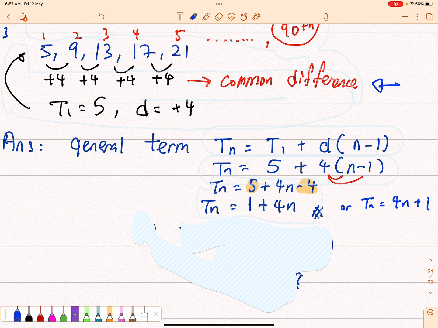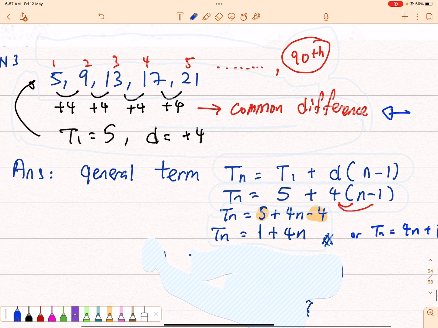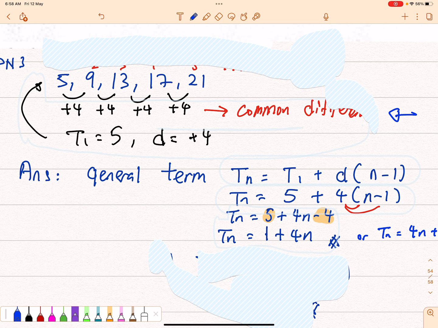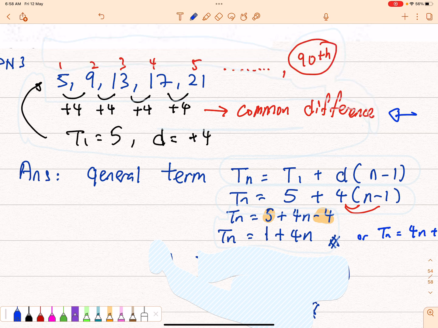Now next, I want to understand how this formula is useful, right? So what we could do is look at the general term and figure out. Let us go back to the question. Say for example 5 and 9 and 13 and 17. So 5 is the first term, and 9 is the second term. The third term would be 13, right? And the fourth term would be 17. The fifth term would be 21.